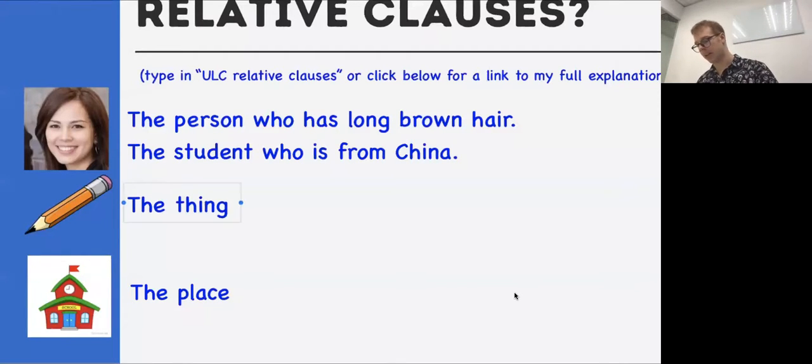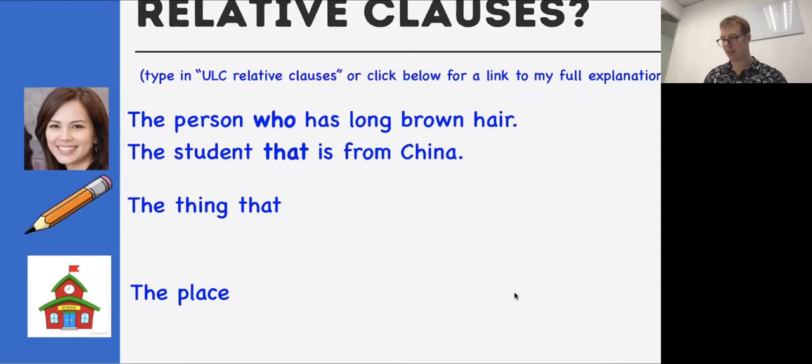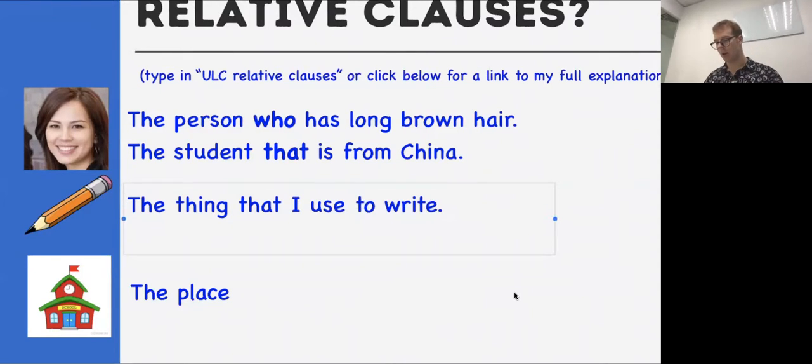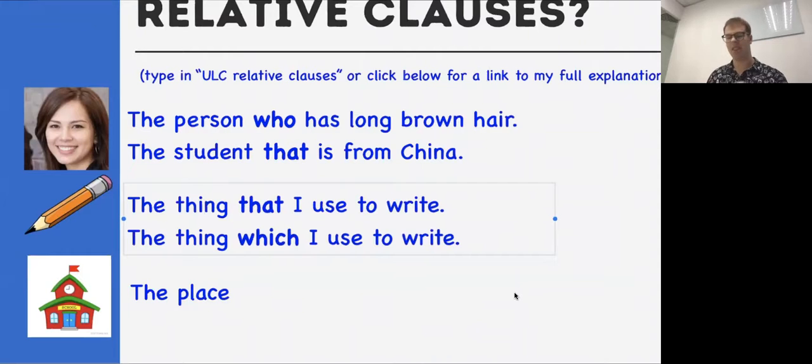We do the same thing here. I could say the thing that, okay? Or I can even use that here. For the person, we have our two options. We have our who and we have our that. For our thing, same idea. We have the thing that I use to write, or the thing which I use to write. We can use our that or our which if it's a thing.